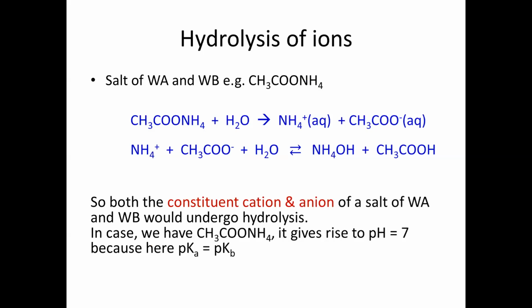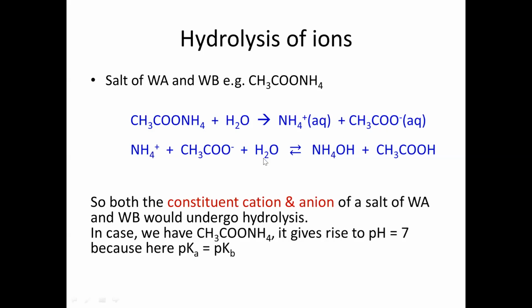Now we move on to the fourth type of salt, that is the salt of a weak acid and a weak base, such as ammonium acetate. In this case, the dissolution of this salt in water will give rise to both ammonium ions and acetate ions, which are the ions of a weak base and a weak acid. So both of them will undergo hydrolysis. They will form an equilibrium with the undissociated acid and undissociated base. So in this case, we see that there are no H plus ions or OH minus ions that are produced. So the solution should remain neutral.